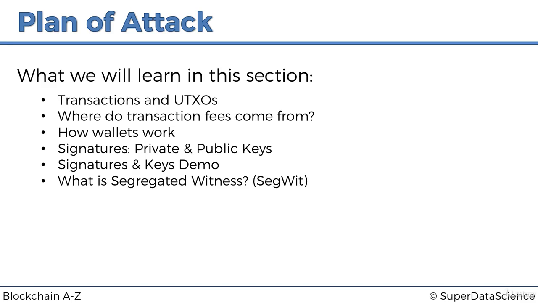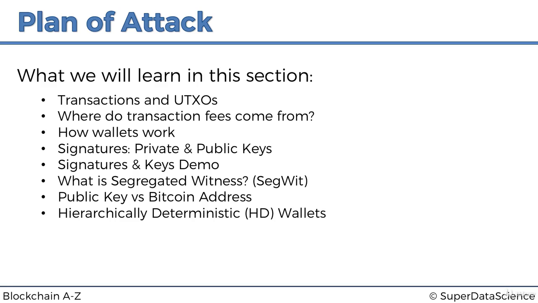Then we'll talk about SegWit. You may have heard this term, segregated witness. We'll discuss what it's all about. We won't go into the technicals, but we'll get a good understanding of what it is and why it was necessary for the Bitcoin network and other networks as well. Then we'll talk about public key versus Bitcoin address, terms which are commonly confused. And we'll talk about hierarchically deterministic, or HD, wallets, something interesting to finish off our section with.